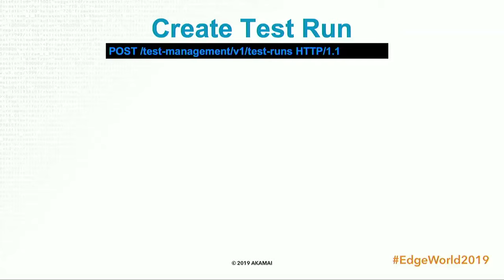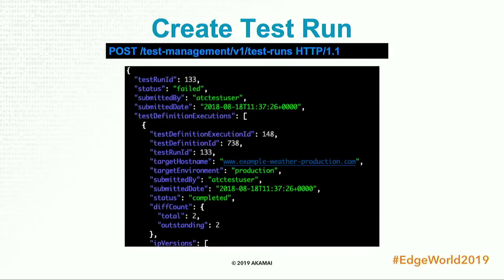So a test run is when you actually run your test. It is the object which signifies that a test run has been started. A test run can have multiple different test executions. So for example, you can put up to 5 test executions in one single test run. And when it's done, you get this response, and that's it.